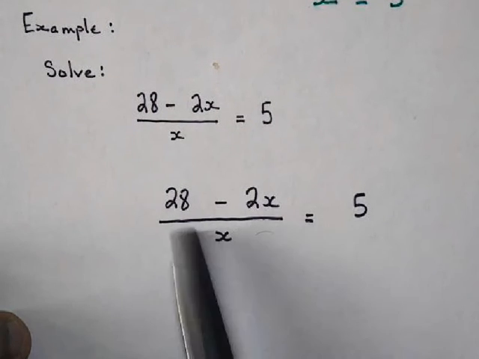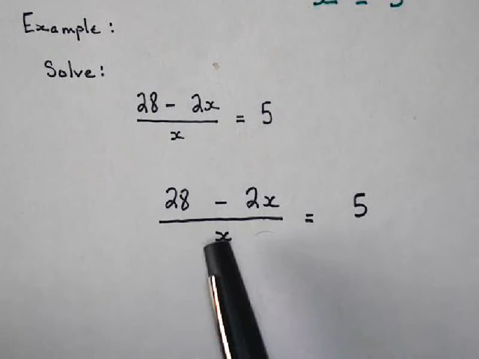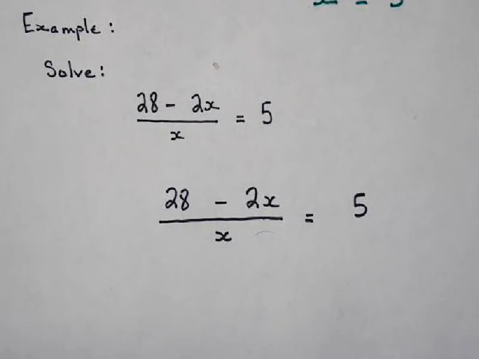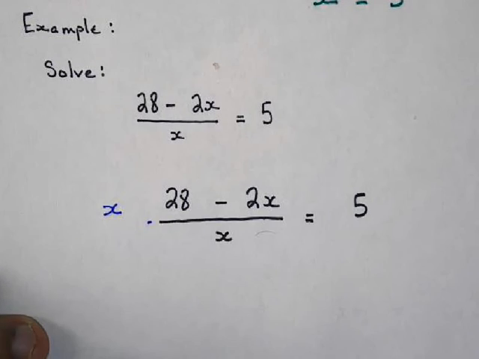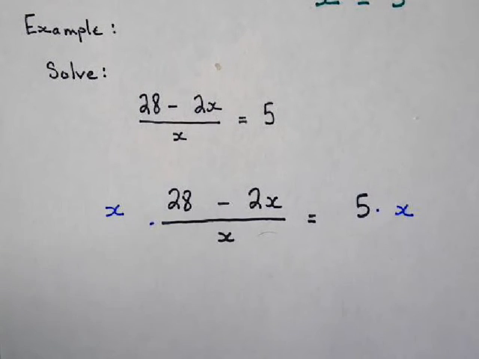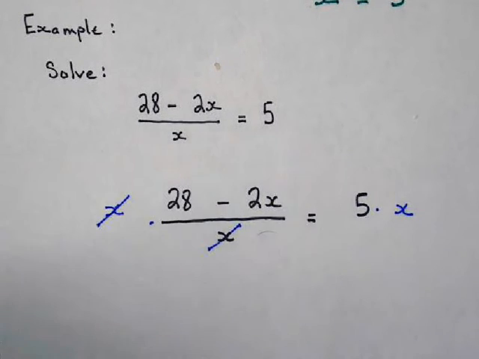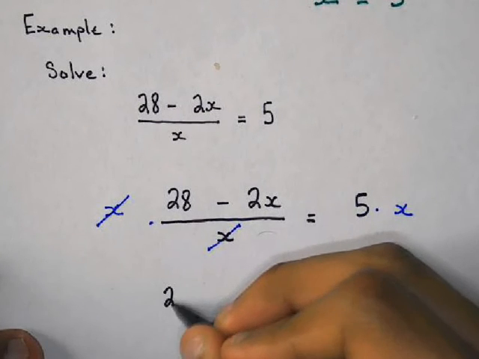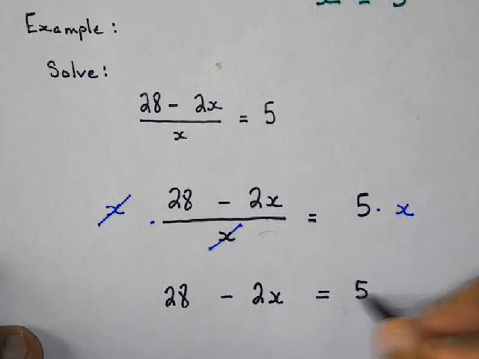Alright, and again, I am dividing here. So I have 28 minus 2x divided by x. So I want to undo the division by x. So how would I undo the division by x? Well, I'm going to multiply this side by x, and I'm going to multiply this side by x, much like I did in the previous example. That's going to allow these two to reduce, leaving me with just 28 minus 2x equals 5 times x, which is simply 5x.